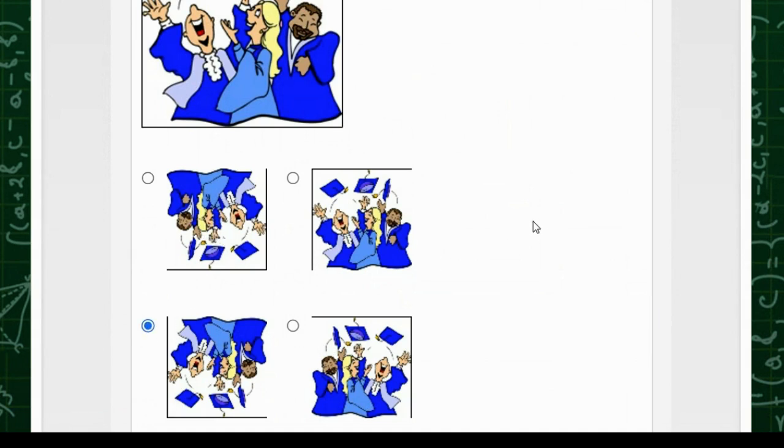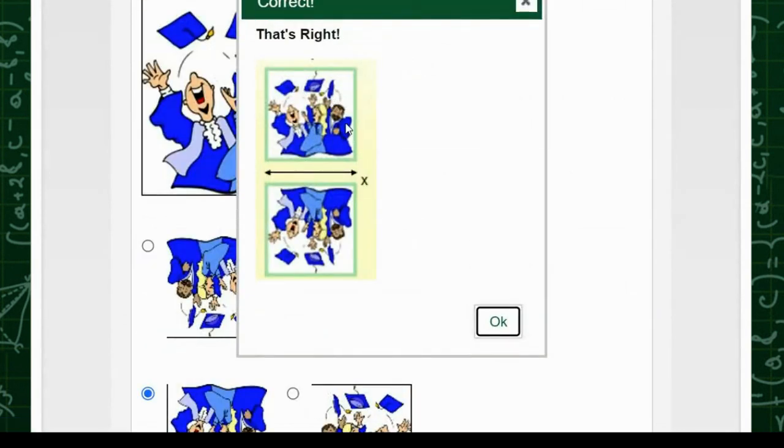A couple of you were fooled at first, but you corrected yourselves because you looked at it again and went, wait a minute. Submit. Yes. Because everybody should be in the same order, just upside down.